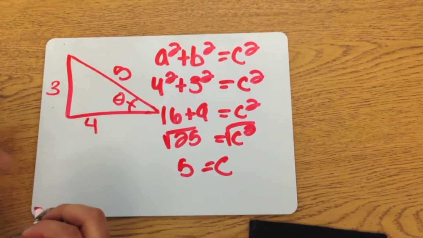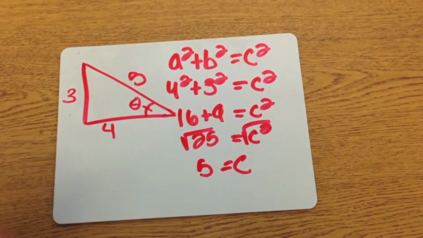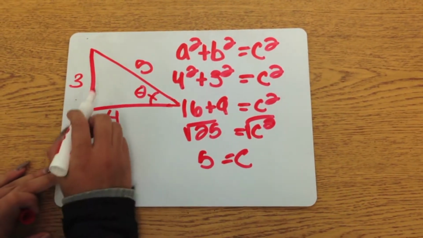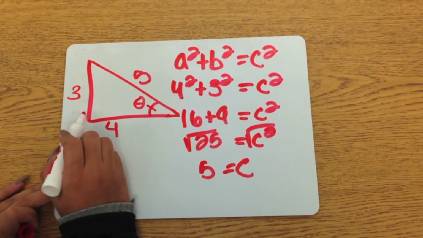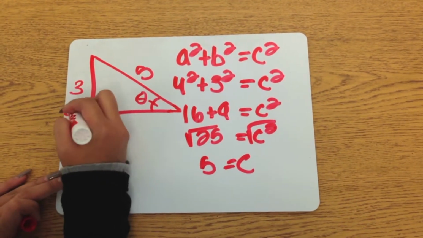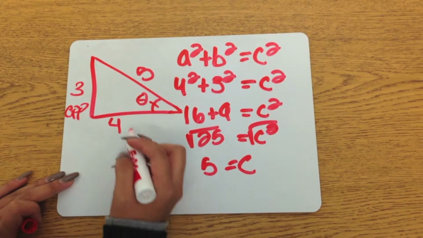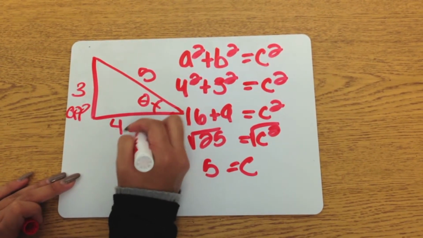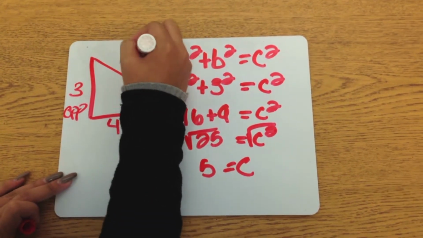Next, we figure out what sides correspond to the angle. The side that's farthest from the angle is the opposite, and the side that's shorter and touching the angle is the adjacent, and the longest side is always the hypotenuse.